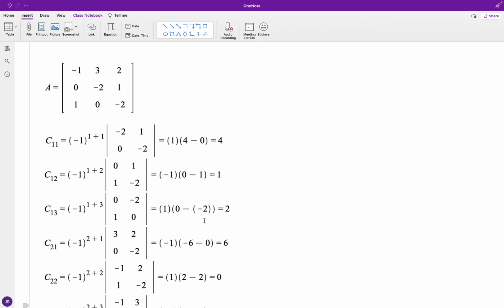Following in line, we have the second row, first column. Covering up the second row, first column, the elements exposed are 3, 2, 0, -2. Again, we have -1 to the third, which is -1.